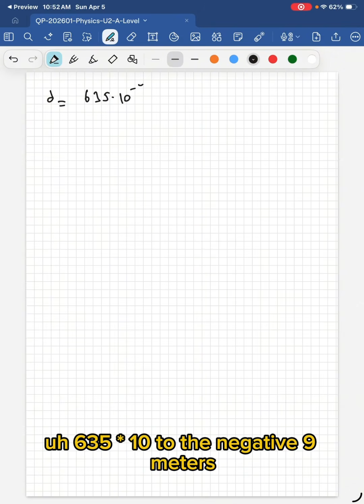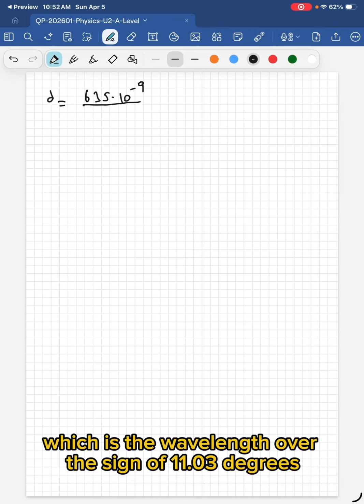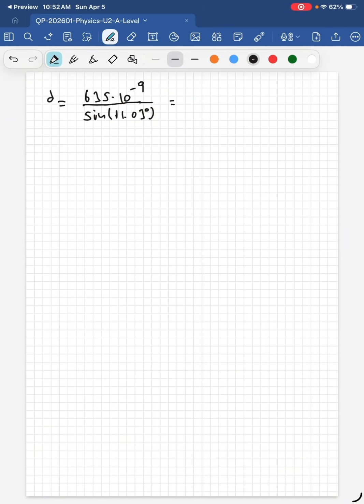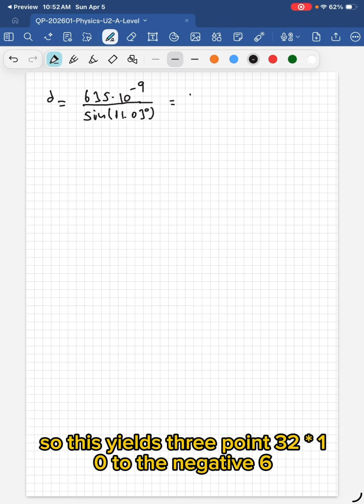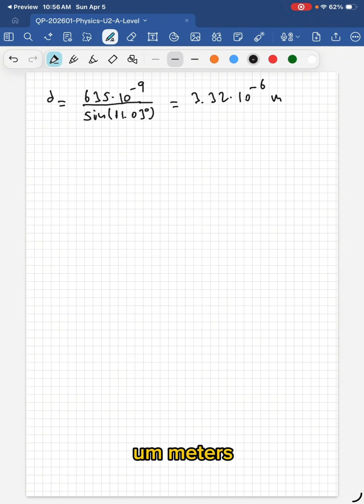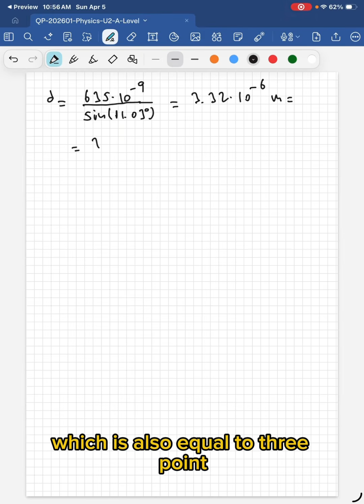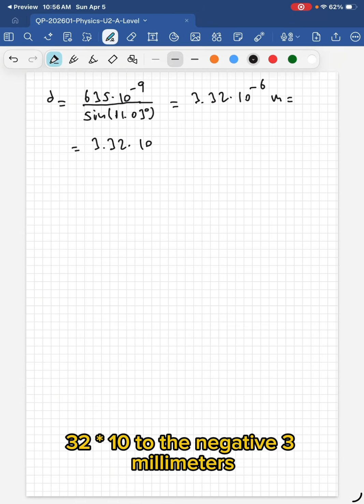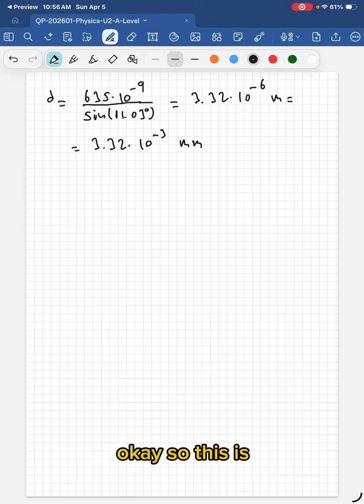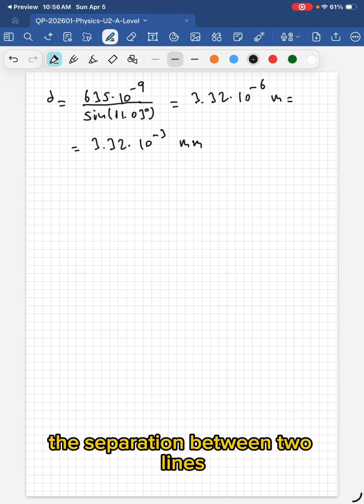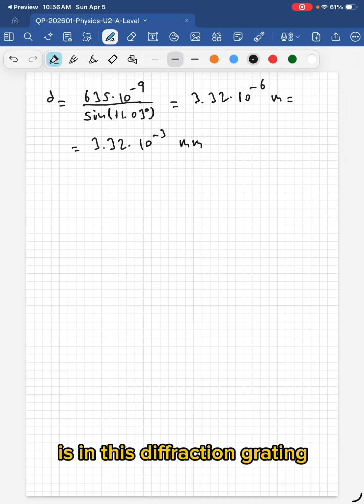635 times 10 to the negative 9 meters, which is the wavelength, over the sine of 11.03 degrees. Okay, so this yields 3.32 times 10 to the negative 6 meters, which is also equal to 3.32 times 10 to the negative 3 millimeters. Okay, so this is the separation between two lines in this diffraction grating.